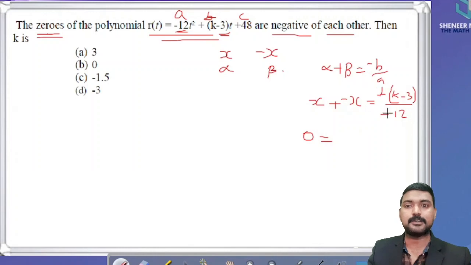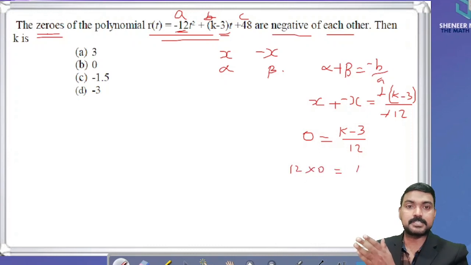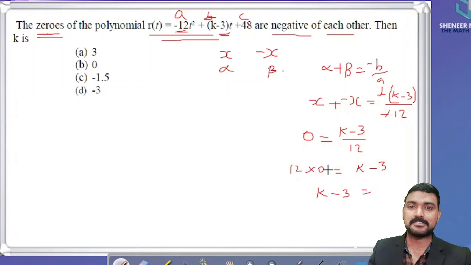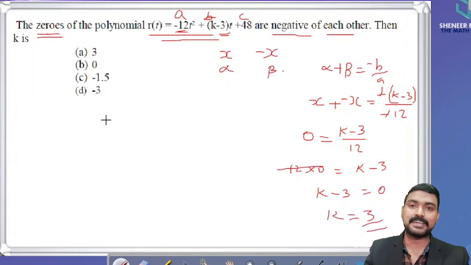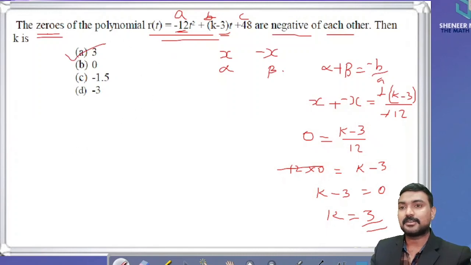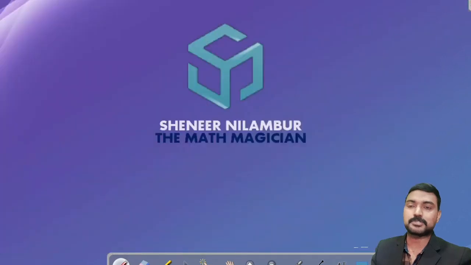So 0 is equal to, here minus minus cancelled, k minus 3 divided by 12. 12 transposed to left side, it will be 0 into 12, 0, and right side k minus 3. So we got k minus 3 is equal to 0, minus 3 transposed to the other side, so it will be k is equal to 3, which is the right answer, and it is the value of k. So we studied the solutions of these case study questions.